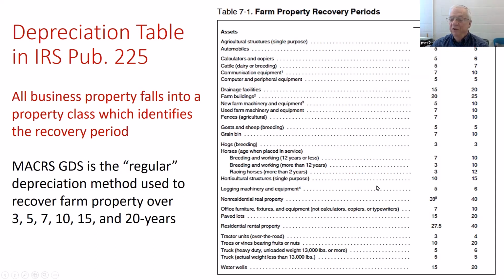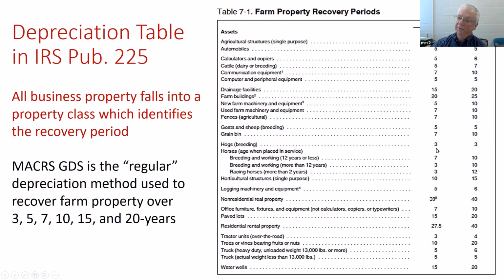Horticultural structures, single purpose, basically greenhouses and high tunnels, are 10 years. If you wanted to use a slower method still, you can go to that ADS period. So for those greenhouse structures, it goes from 10 to 15 years. Again, what we're doing is slowing down the expense to match our income flow a little bit better. And for the new farm equipment, it goes from 5 to 10 years. So there's something to consider when you're taking a look at this.